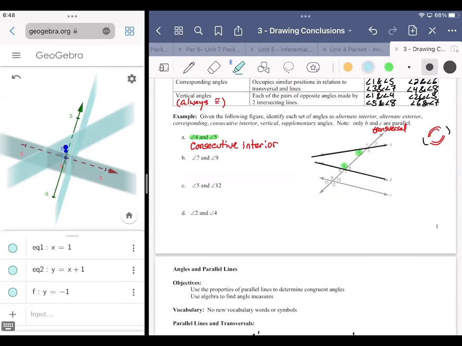Seven and nine, right? They're on opposite sides of the transversal, but in between two lines. The two lines that they're in between are B and C, but they're on opposite sides of the transversal, so they're going to be alternate interior.